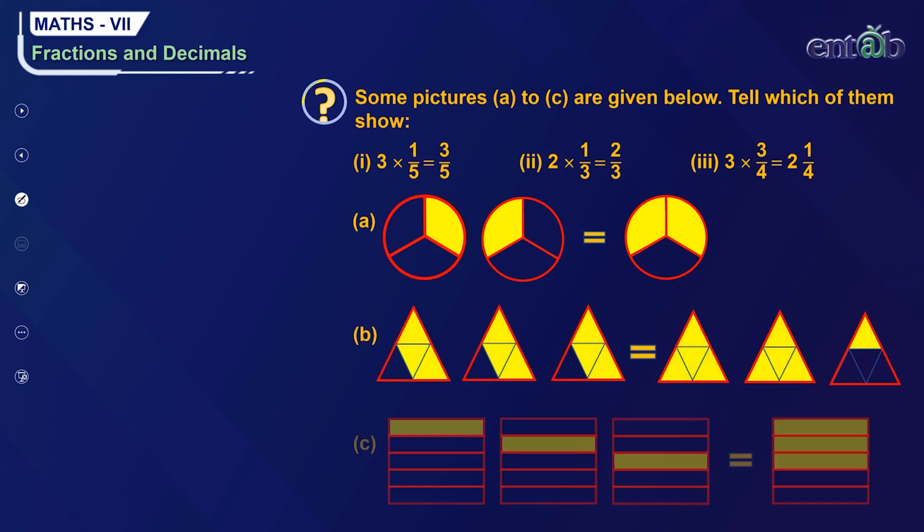Some pictures A to C are given below. Tell which of them show 3 times 1 by 5 is equal to 3 by 5, 2 times 1 by 3 is equal to 2 by 3, and 3 times 3 by 4 is equal to 2 1 by 4. So these are the pictures. Let's see them one by one.